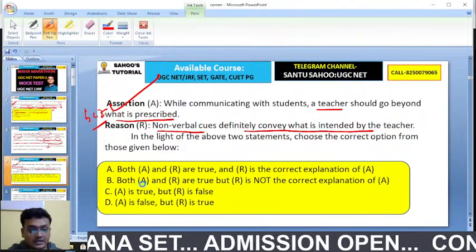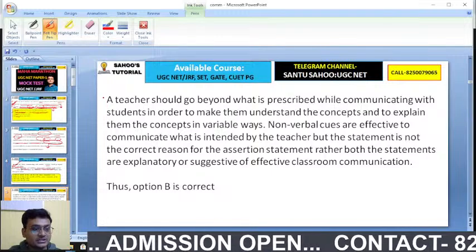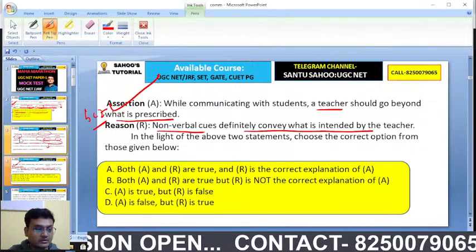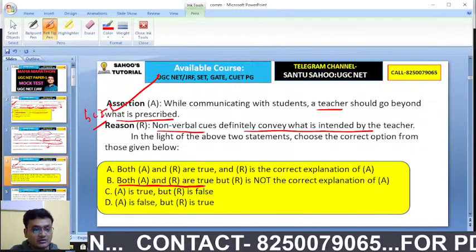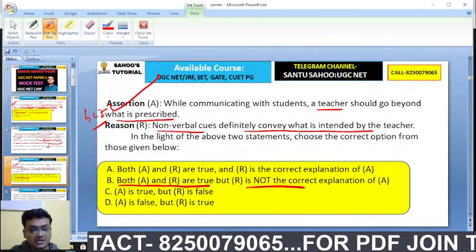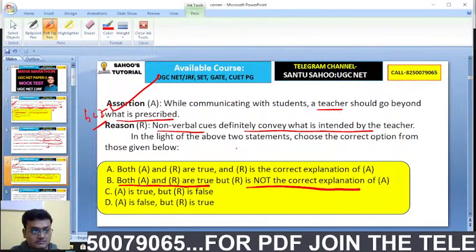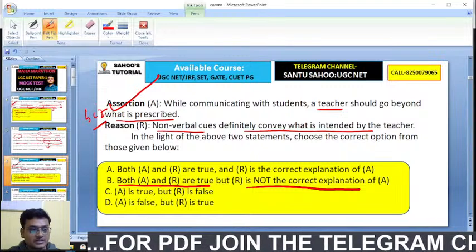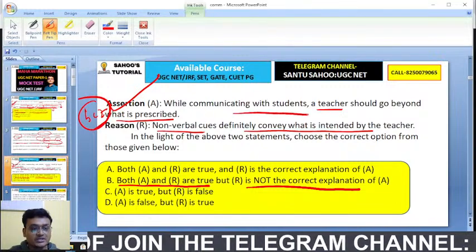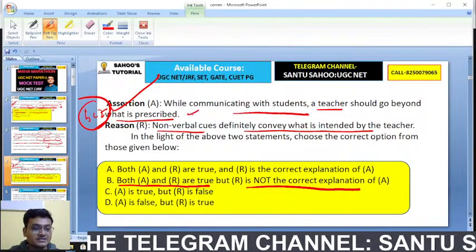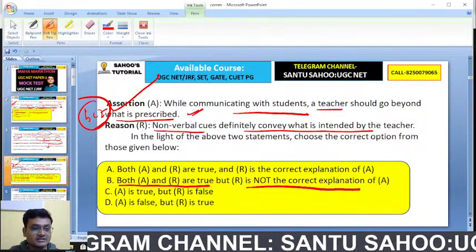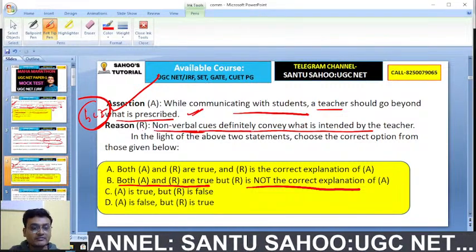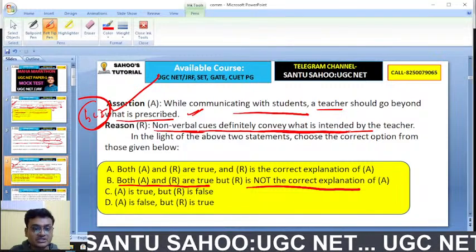So here you see the right option here, that a teacher should, okay, no, I cannot tell. Both A and R are true, but R is not the correct explanation. So here you see, communicating with the students, a teacher should go beyond what is prescribed. इसका explanation reason ये तो नहीं है ना. Non-verbal cues definitely convey what is intended by the teacher.